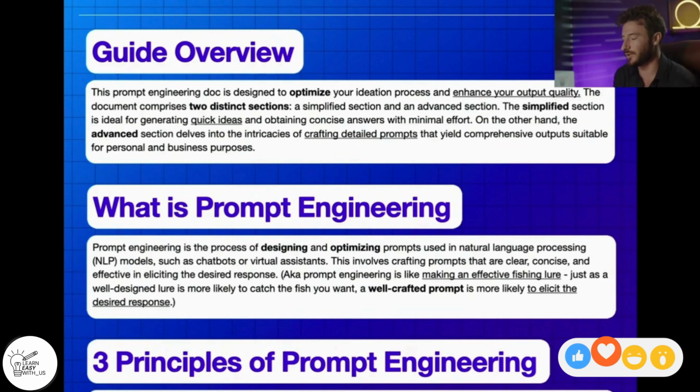First, the overview. Like I mentioned, this prompt engineering doc is designed to optimize your ideation process and enhance the quality of your output. This document is comprised of two main sections: a simplified section and an advanced prompting section. The simple section is ideal for creating quick ideas, and these will probably be most of your prompts. Generally, when using ChatGPT, you just have a quick question, and you don't really need to go into detail crafting an entire prompt. But when you do need to, the advanced section is going to go into the intricacies of creating detailed outputs that you can use for personal and professional purposes.